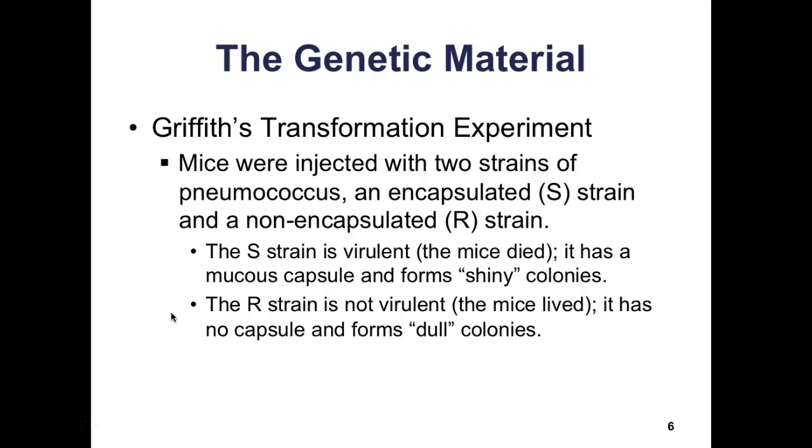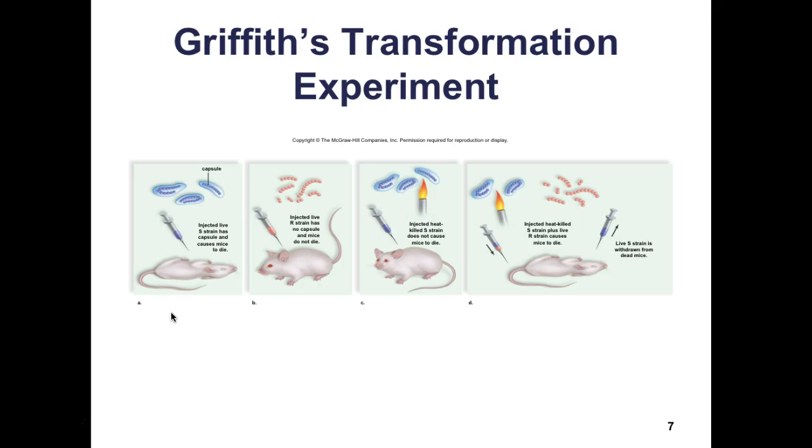So, Griffith and his transformation experiment. Basically, mice were injected with 2 strains of pneumococcus, an encapsulated strain and a non-encapsulated strain. The encapsulated strain is the virulent strain, and the mice ended up dying. It has a mucus capsule that forms shiny colonies. The non-encapsulated strain forms dull colonies. So when he put in the encapsulated S strain, the mouse ended up dying. When he injected them with the R strain, the mouse ended up living.